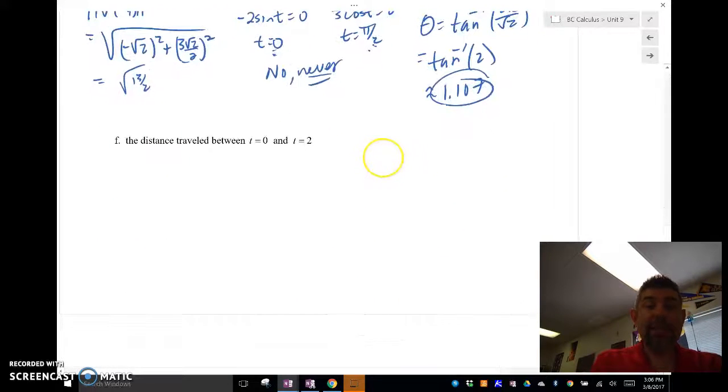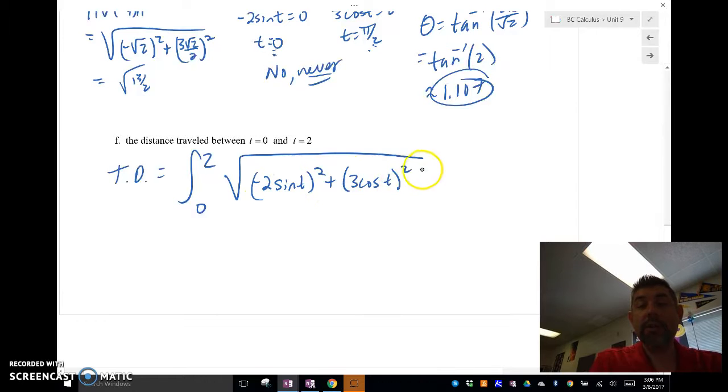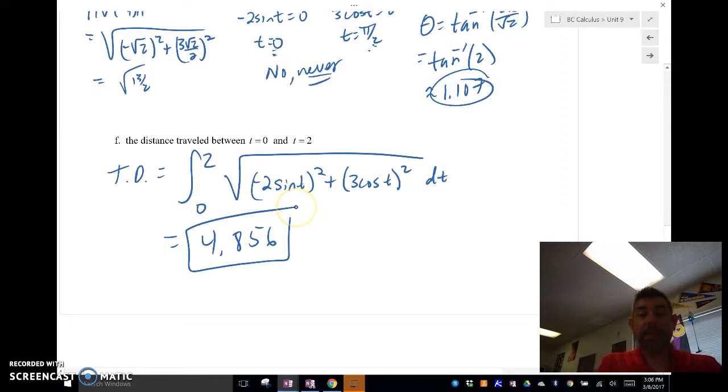All right, last one, the distance traveled. The total distance is going to be the integral from 0 to 2 of the square root of the velocity vector components, negative 2 sine t squared plus 3 cosine t squared, dt. I'm going to put that in my calculator and get 4.856. And there you go, guys.